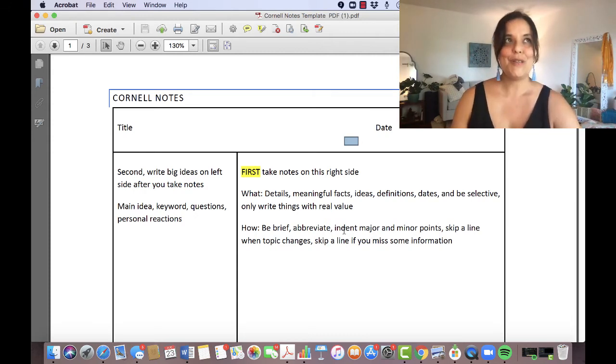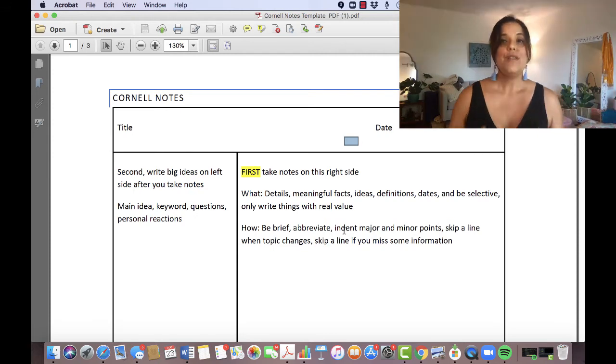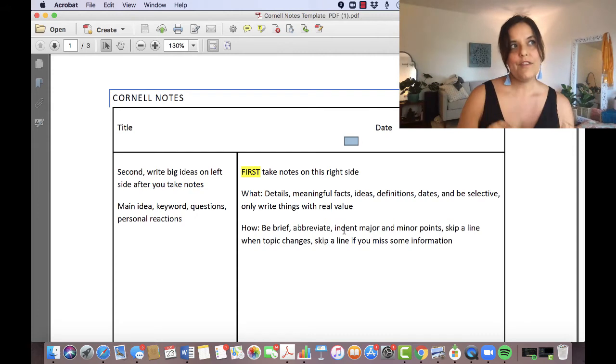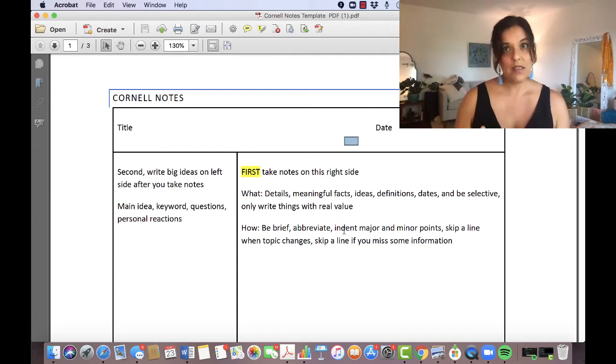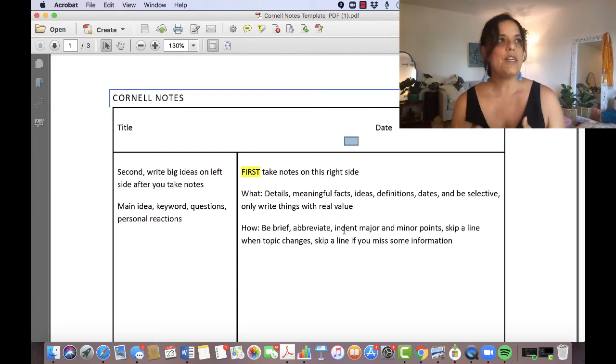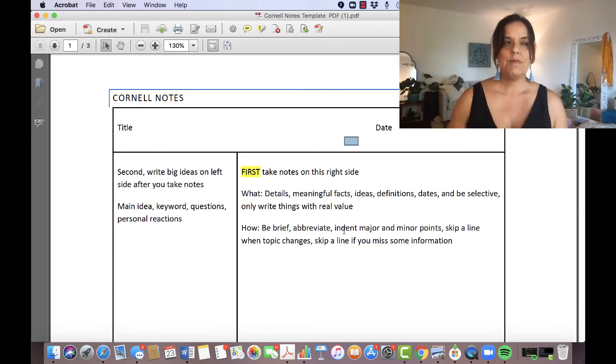Another thing you could do when you take Cornell notes is, as you notice the speaker changes topics, maybe the speaker at first talks about where to meet polyglots, and then later the speaker talks about some strategies that polyglots use. As the speaker changes topics, skip a line. That way, if you realize that there's more information you want to add in that section, you have the space to do it.